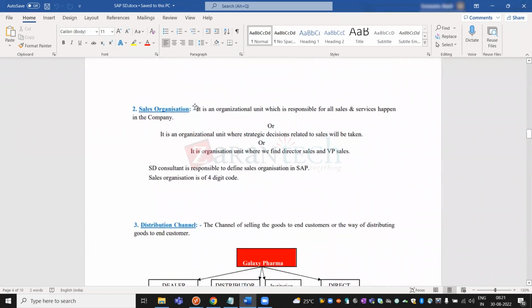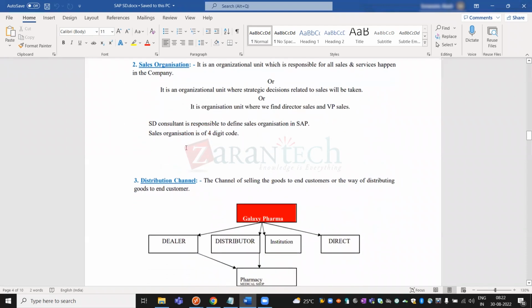Then what is the sales organization? A sales organization is nothing but the district level or regional level offices, as I told you. Suppose you have business in two states, Maharashtra and Karnataka. Region-wise, we have certain offices that take care of business related to that particular geographical area. That is the sales organization, and it is also a 4-digit code.